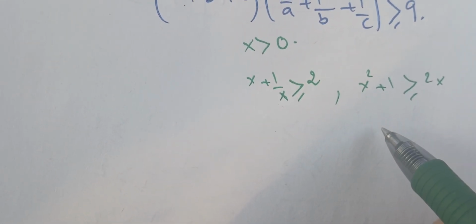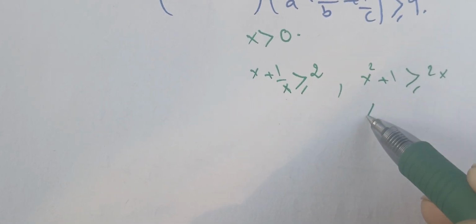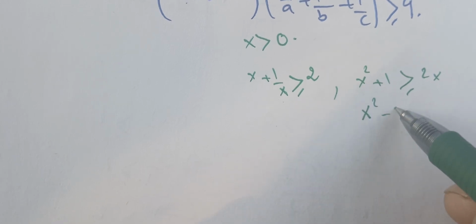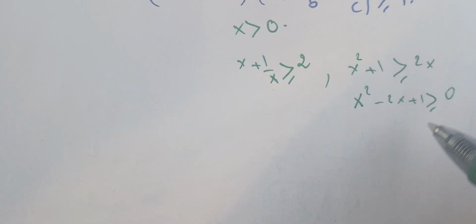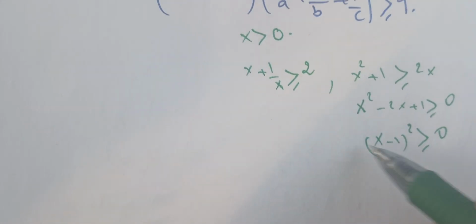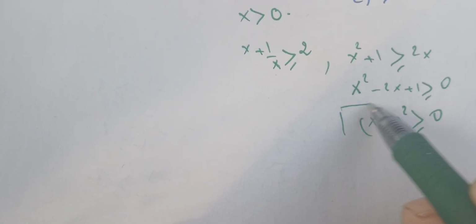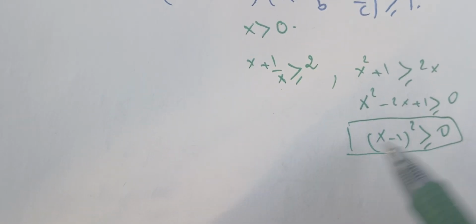Okay? And if we subtract 2x from both sides, we have x squared - 2x + 1 bigger than or equal to 0. And this gives us (x - 1) squared bigger than or equal to 0, and this is always true. Or, if you don't like this proof, we can start from here.